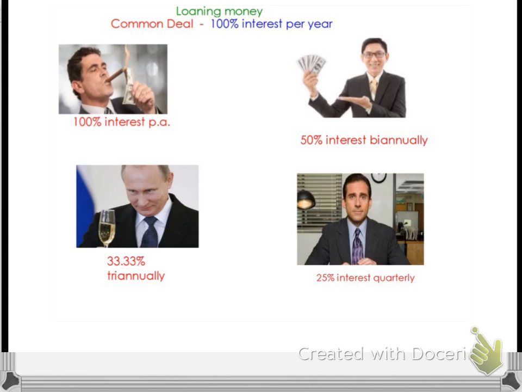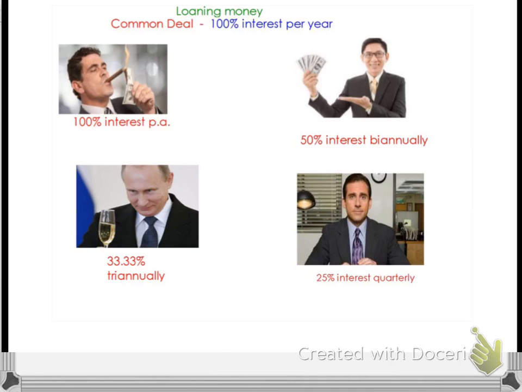So let's first consider the situation where we'd like to loan some money from a bank. There's a common deal that we're going to look at, about 100% interest per year. Imagine that was the condition of your bank loan. The bank's going to charge you 100% interest per year. Now, that may not sound very good, but let's consider this as a scenario.